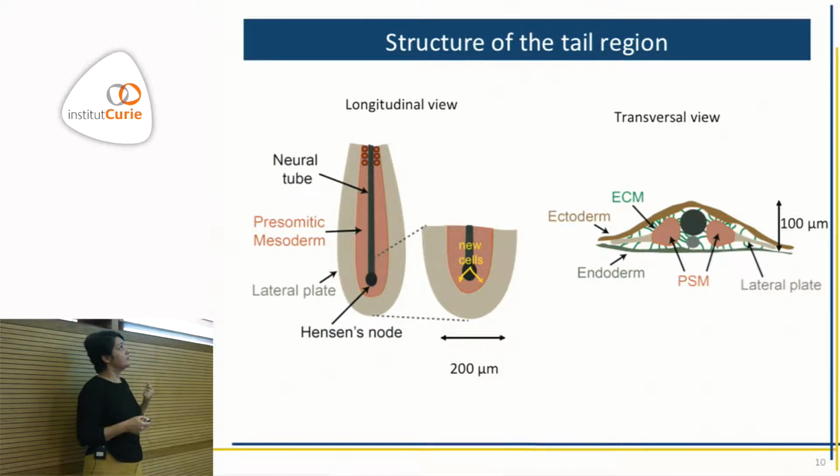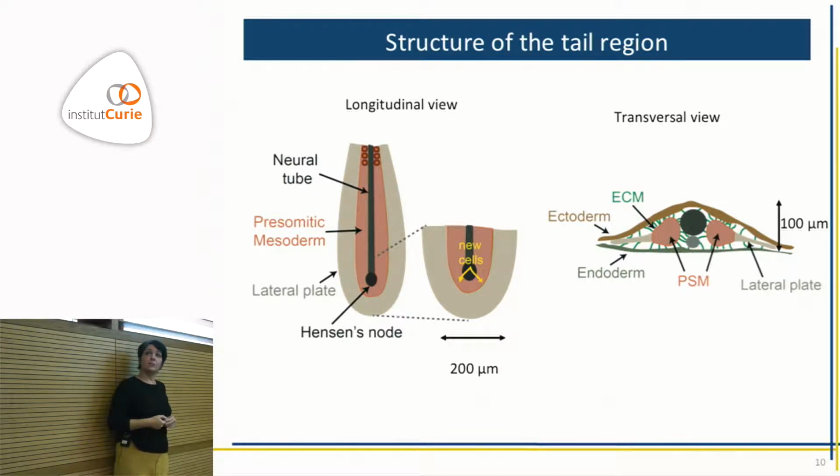The somites are at the front, and if we look at the cross section, we have the ectoderm and the endoderm. So you have this kind of a package where in the middle you have the PSM, and then you have all the other tissues that are all attached to each other by extracellular matrix. Okay?